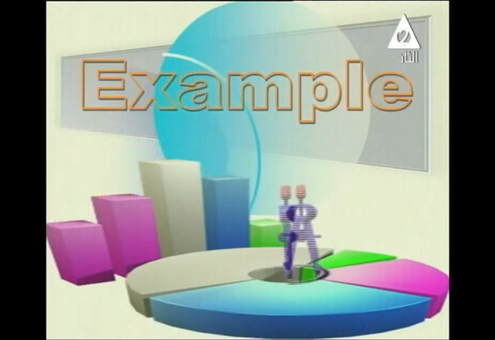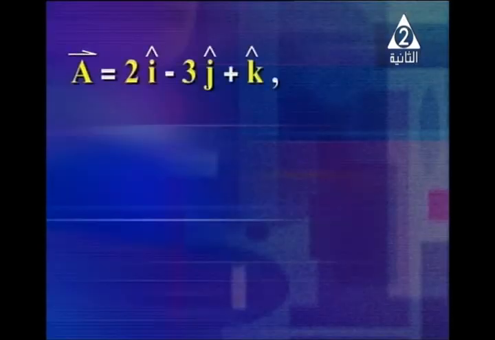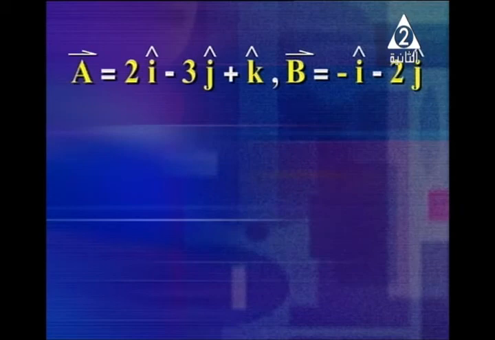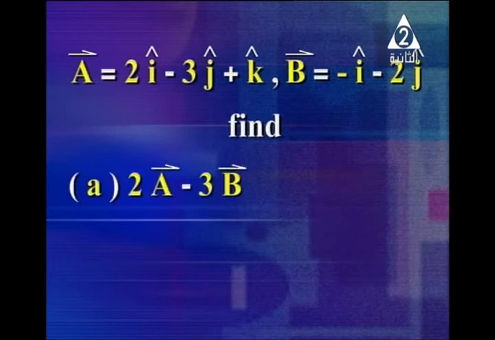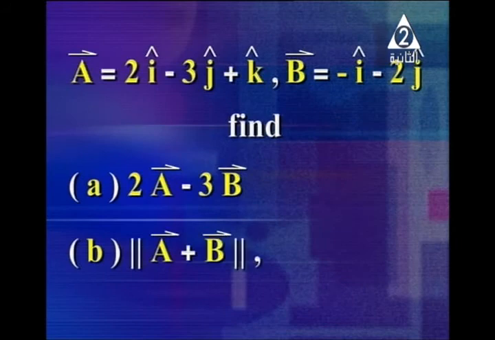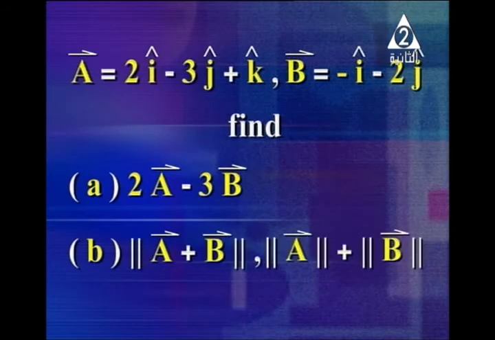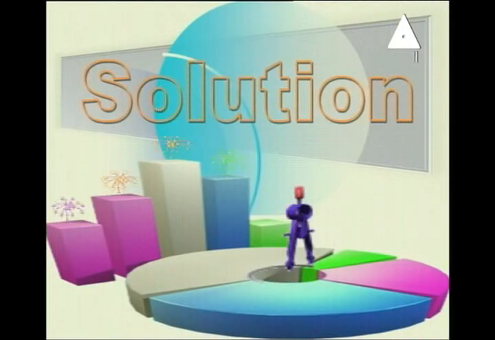Another example. A vector is 2I vector minus 3J vector plus K vector, and B vector is negative I vector negative 2J vector. Find the value of 2A vector minus 3B vector, the norm of A plus B vector, and the norm of A vector plus the norm of B vector. Solution.